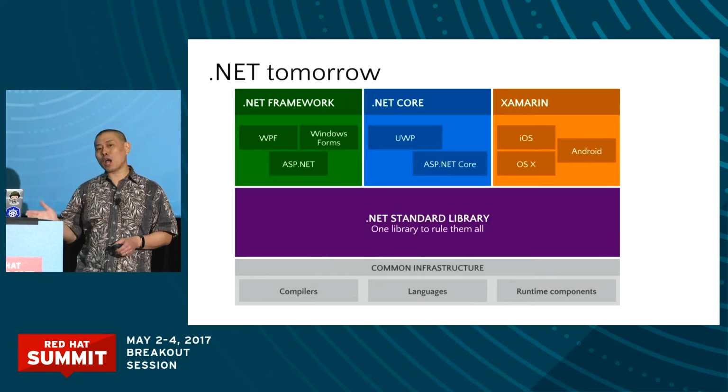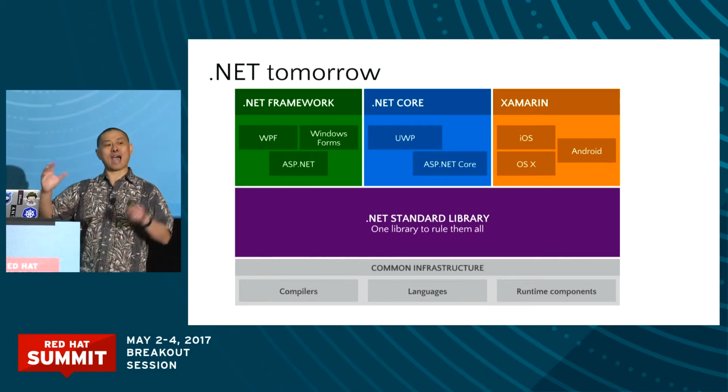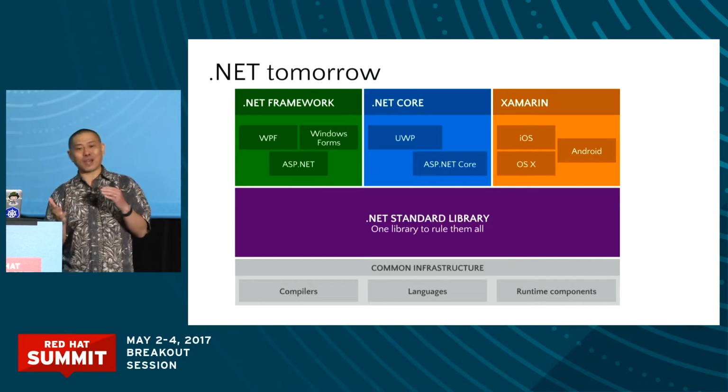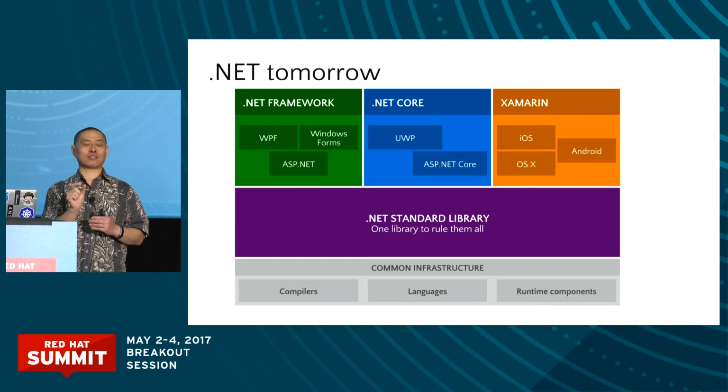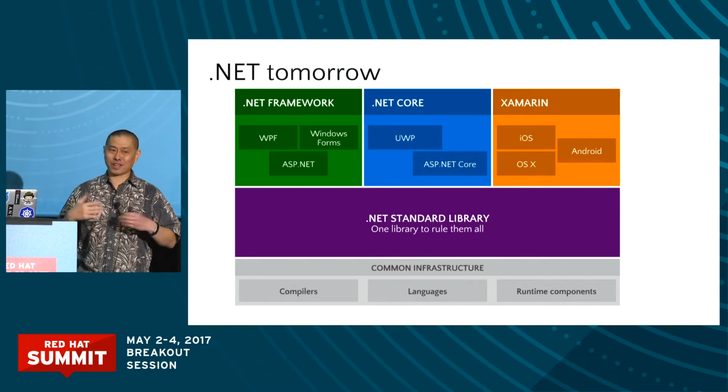So what we're trying to do moving into tomorrow, into the future, is not have that weird situation where, if you want to do .NET Core, it's a much smaller class library. We don't have a whole lot. That kind of sucks, right? That's not a good story. It's not a good solution.